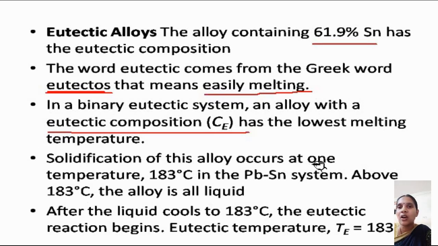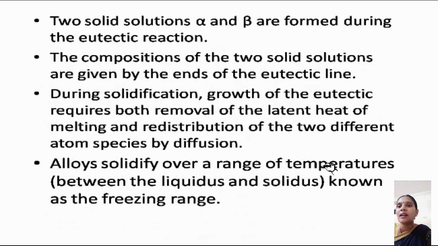Solidification of this alloy occurs at a single temperature, as we have seen in the phase diagram. It occurs at a single temperature, 183 degrees Celsius, which is called the eutectic temperature. Above the eutectic temperature of 183 degrees Celsius, the alloy is all liquid, and below 183 degrees Celsius, it completely transforms into two solid phases, alpha plus beta.